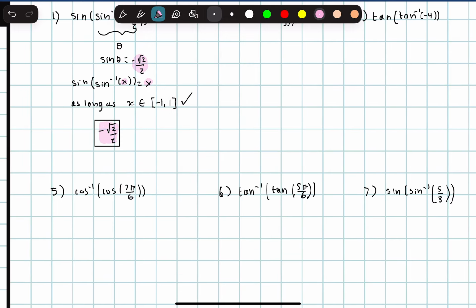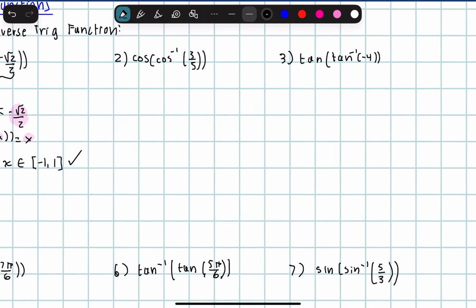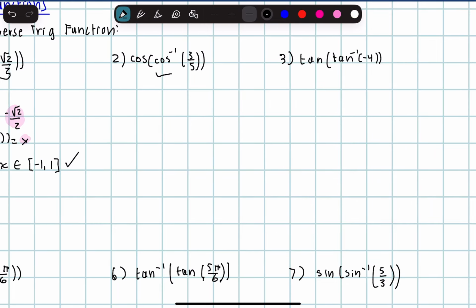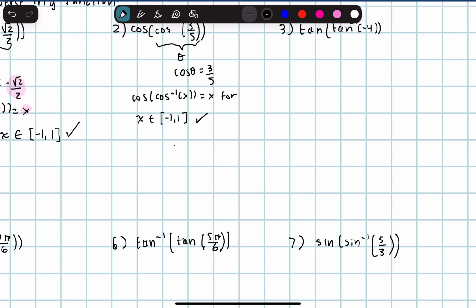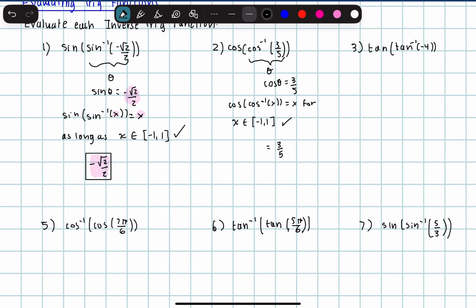Okay, so now we can move on to the next question. We're going to make the inside equal to theta again. So we rewrite that as cosine of theta equals 3 over 5. Now we can rewrite this as cosine of arccosine of x, and that's going to equal x when x is in negative 1 to 1. It is, so it's just equal to 3 over 5. That's the simplified expression.